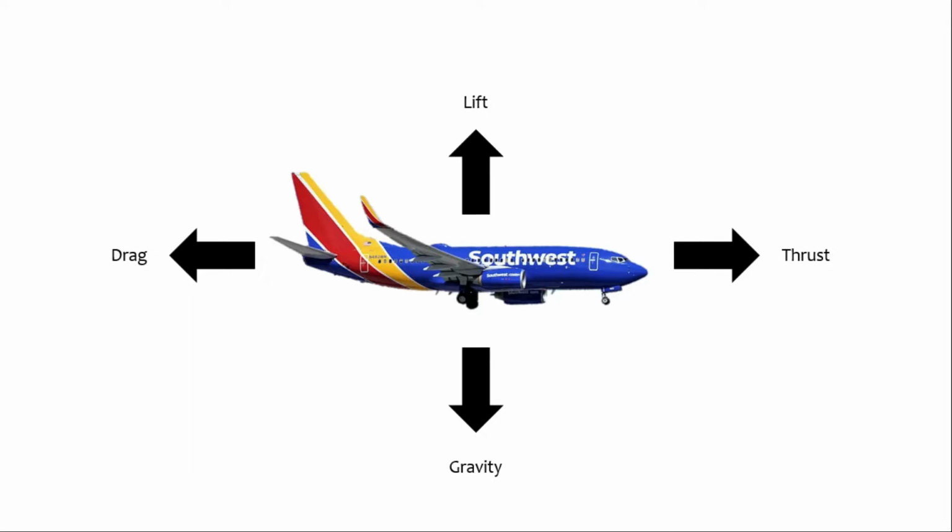Now, obviously, we can't control gravity. The gravity which pulls the airplane towards the Earth is the same everywhere on Earth. There's nothing we can do about that. So when we're making our paper airplane, there's nothing we can do to adjust the gravity.